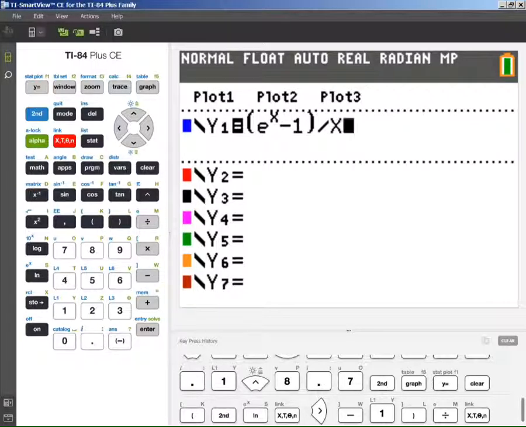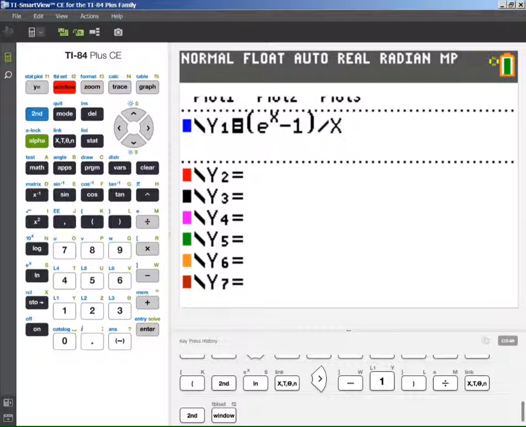Did it say graphically or numerically? Numerical? Okay, cool. As x approaches what?